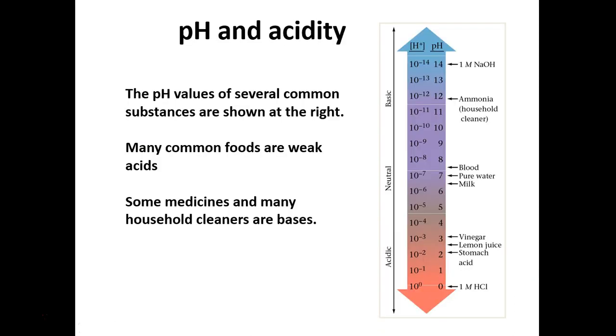Just to give you sort of a sense of what typical pH values might be, here are some common things. So 1 molar sodium hydroxide has a pH of 14, and 1 molar hydrochloric acid has a pH of 0. Typical acids that you might see commonly, like vinegar, lemon juice, stomach acid, those are between pH of 2 and 3. Ammonia is a typical household cleaner, 12, somewhere around there. And then things that are close to neutral, pure water has a pH of 7. Blood is slightly basic, but again, pretty close to 7. And milk is slightly acidic.